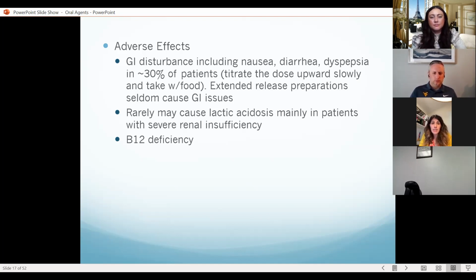Rarely it can cause lactic acidosis and B12 deficiency. There's really no good guidance on when to check a B12, so I typically do that yearly in my patients and replete if needed. Next slide, please.